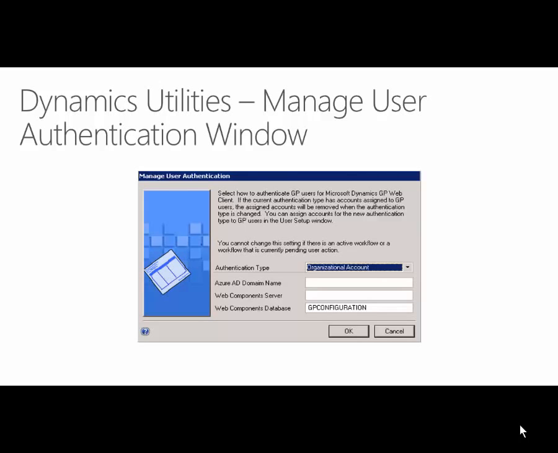So it's going to want the Azure AD domain name. So once again, in my example, it was fabricam2015.onmicrosoft.com. It's going to want the web component server, which is the SQL Server name with instance that holds our GP configuration database, our web components database. And then our web components database, which the default is GP configuration, but could be named whatever you chose to name it during the installation of web client.